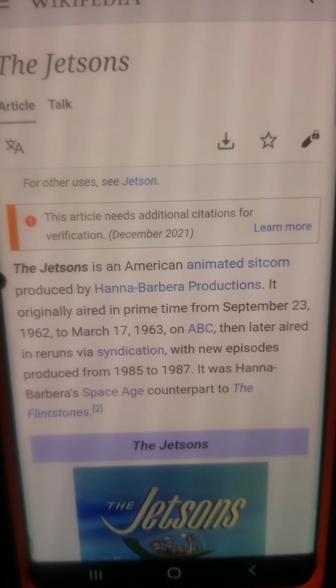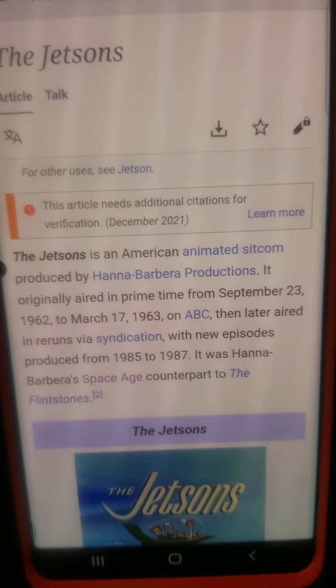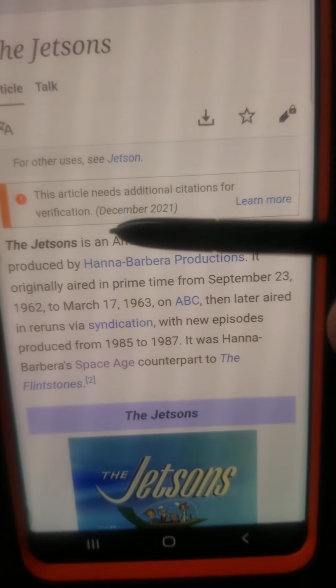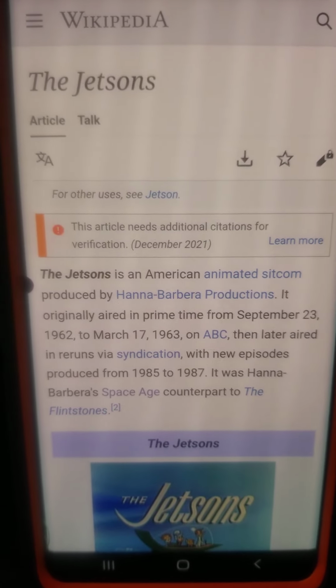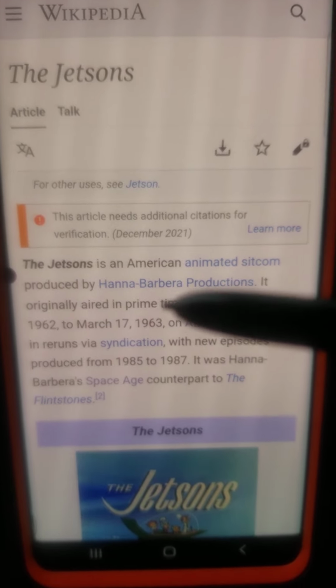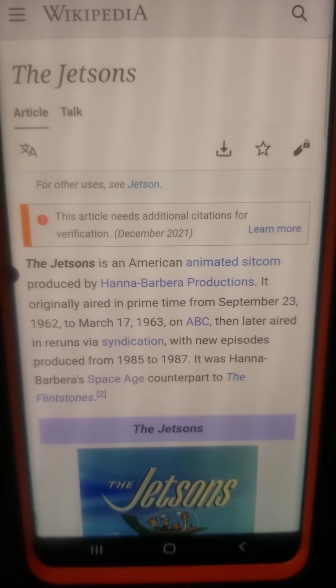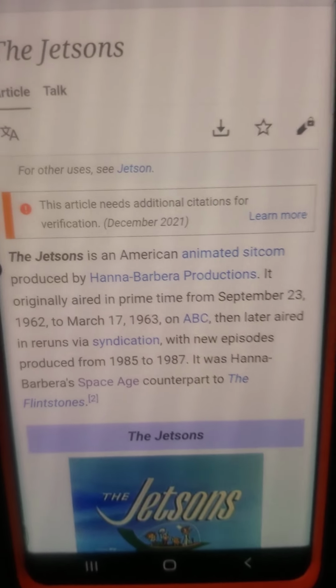Yeah, just to show you how a little bit it connects with Back to the Future. Now here he says, The Jetsons is an American animated sitcom produced by Hanna-Barbera Productions. Why is that important?